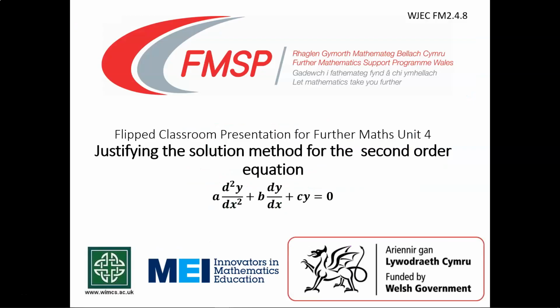In this video, we aim to justify the method of solution for second-order differential equations of the form a d2y/dx squared plus b dy/dx plus cy equals 0 that we met in the previous video. So, the differential equation a d2y/dx squared plus b dy/dx plus cy equals 0 has as its auxiliary equation the quadratic equation am squared plus bm plus c equals 0.